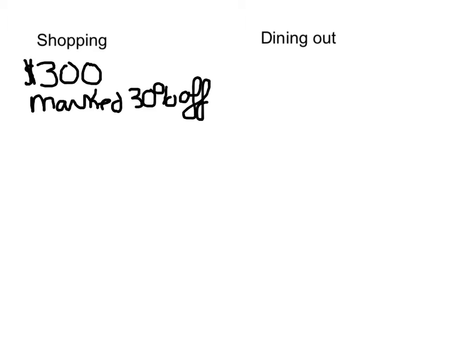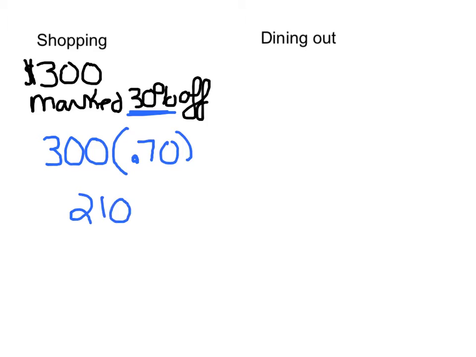I could do this more efficiently mathematically if I thought about the fact that if I have a $300 jacket and it's marked 30% off, then I really have to pay for 70% of it. I don't worry about the 30% off, I worry about what I'm paying for. Then I go 3 times 7, 21, so that jacket is $210. So when something is marked off, I don't worry about what the mark off is, I worry about what I'm actually going to pay. And I get this number, 70%, by taking 1 minus 0.3.